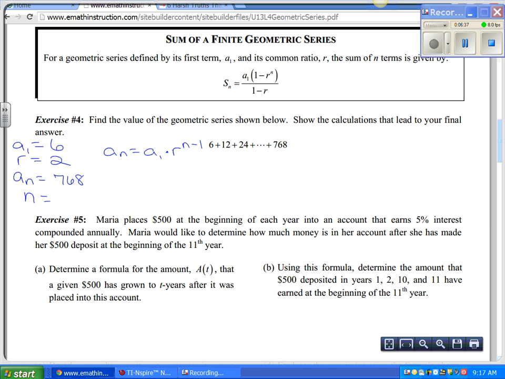So you have to be careful of what kind of sequence we're talking about, or series we're talking about, okay? Make sure you're using the appropriate formula. All right, so let's substitute into this. How do I do that? Good? Yeah? Good.